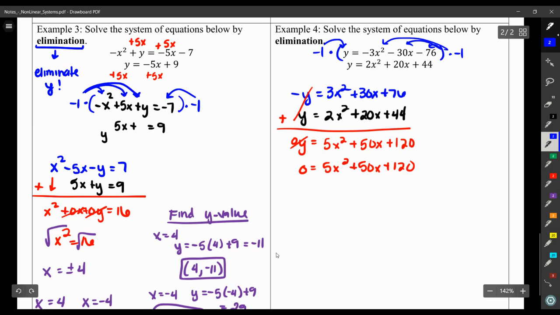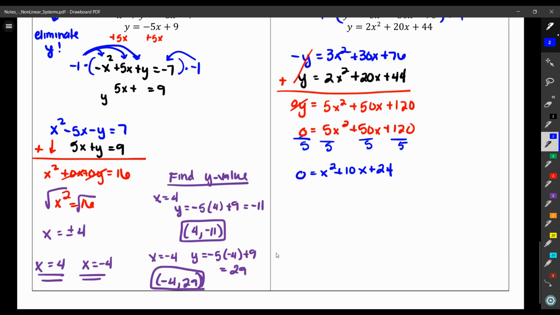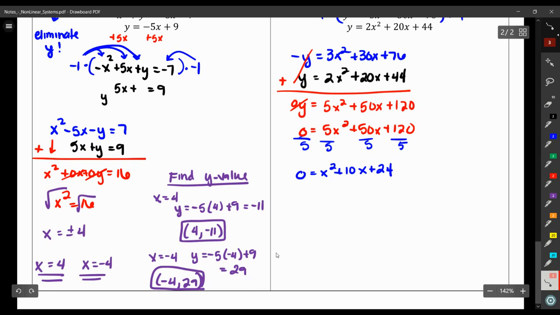And then before you start solving this, decide if you can maybe simplify the numbers a little bit. 5, 50, and 120 are all divisible by 5. So I'm going to divide 5 out of everything. So we have 0 equals x squared plus 10x plus 24. And now we need to solve this quadratic equation for x. And you can do that with either quadratic formula or factoring. And we cannot use square roots anymore because we have an x squared and an x separately. So square root will not work with this example. So pause the video, solve this for x using either the factoring method or the quadratic formula.